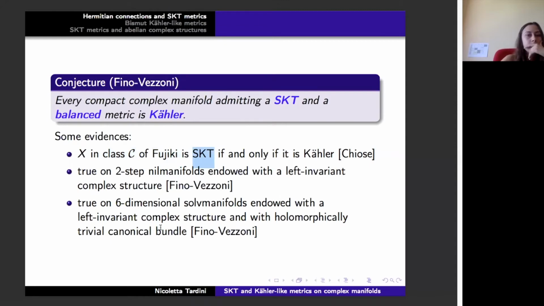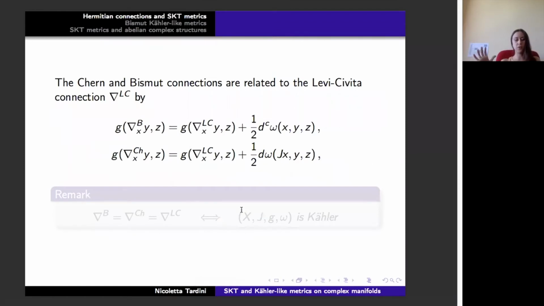Also, this conjecture is proven to hold on two-step nilmanifolds with a left-invariant complex structure, and also on 6-dimensional Calabi-Yau manifolds with a left-invariant complex structure. These results are due to Fino and Vezzoni. So this was just to give you an overview of this class of metrics and a few results. Let's go back to the Hermitian connections.